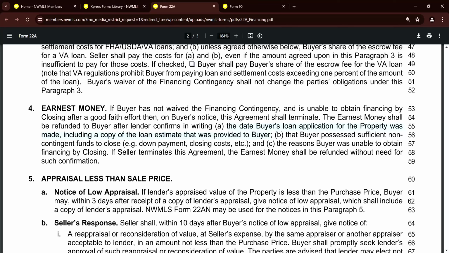If you get those two things, typically we don't have any pushback from the other party, but sometimes you still may. It just depends on how the transaction was going. So C is the reasons that buyer was unable to obtain financing by closing. If seller terminates this agreement, the earnest money shall be refunded without need for such confirmation. So if a seller is terminating on you because of the 22AR, you don't have to give those reasons.